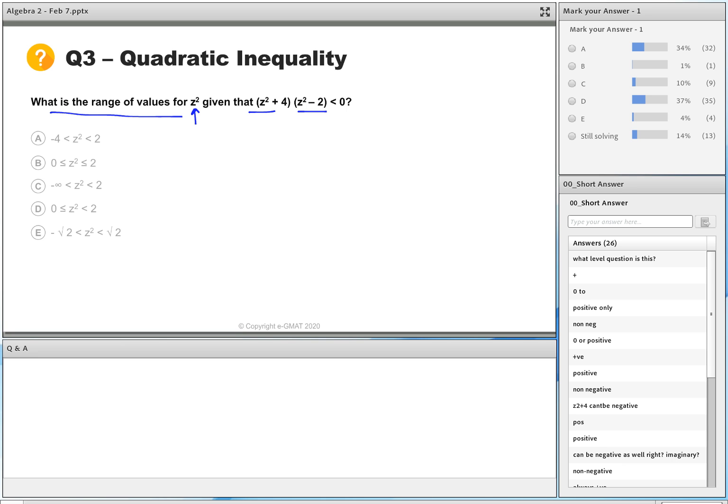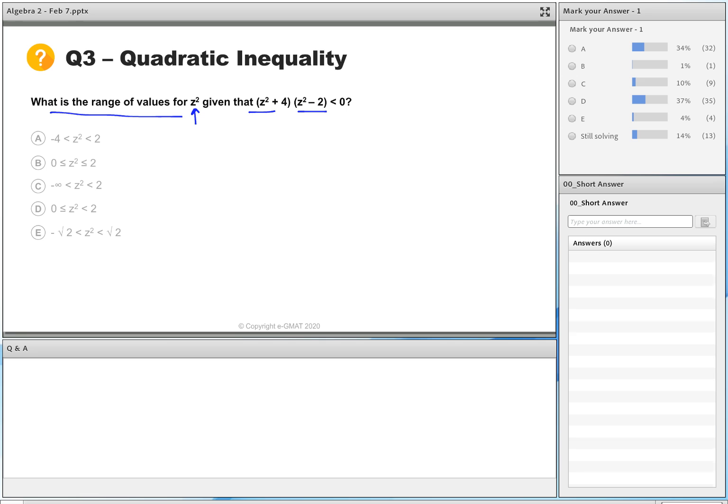So from the 5 options over here, let me quickly clear all the answers from the short answer poll. Just give me one moment, guys. With all of your questions, I would address them. Now, just after looking at these 5 options, I need to find out the range of z square. Can you people tell me which 3 options can never be the answer? Only by looking at the options and looking at z square.